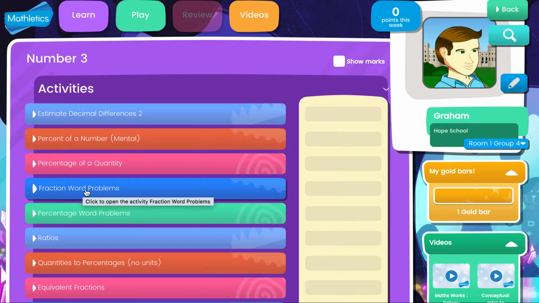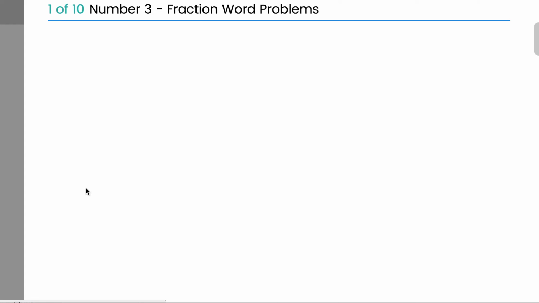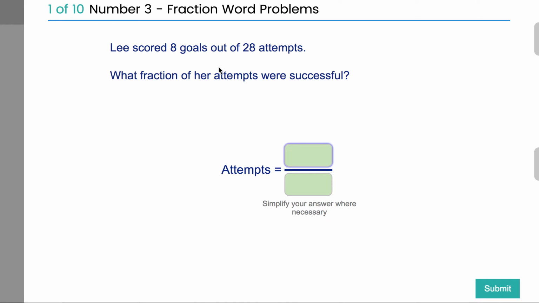Fractions word problems rely a lot on understanding what ratios are. So make sure you've done the ratios activities and videos first. But the fractions word problems are all based around ratios, okay? Because a fraction is a ratio. Fractions and ratios are the same sort of thing.